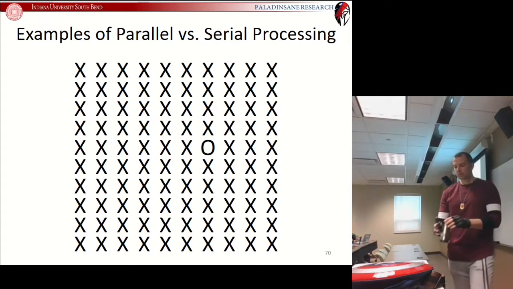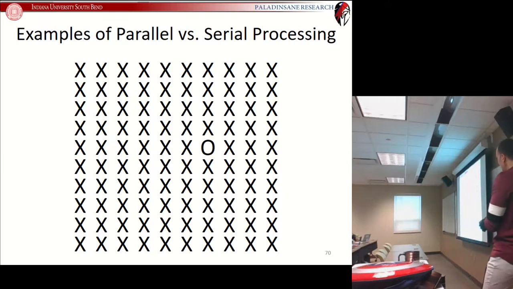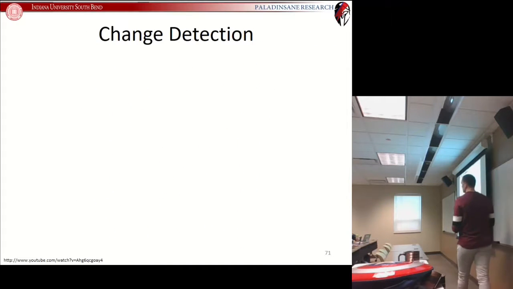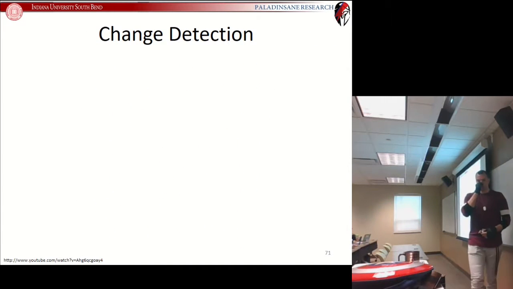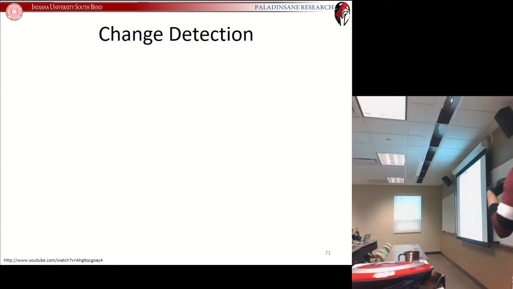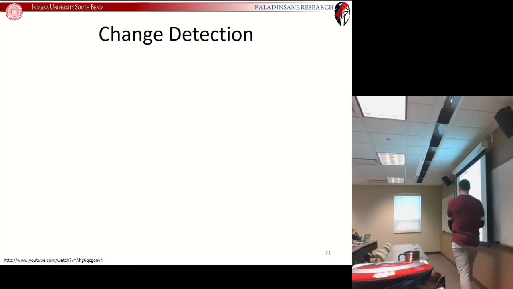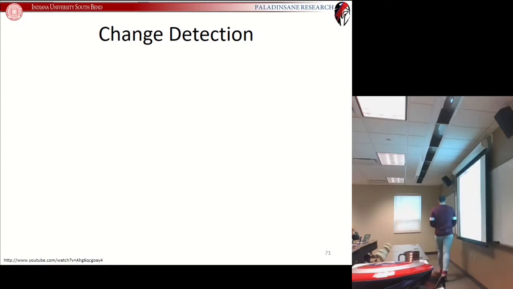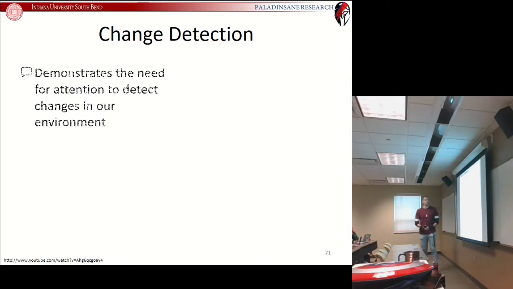All right. So what we're going to go to now is a phenomenon known as change detection. This was a phenomenon that was found quite recently. I believe it first came to prominence in the 90s. And this is a good indication that we are not as aware of our environment as we typically feel that we are. So change detection demonstrates just how important attention is.